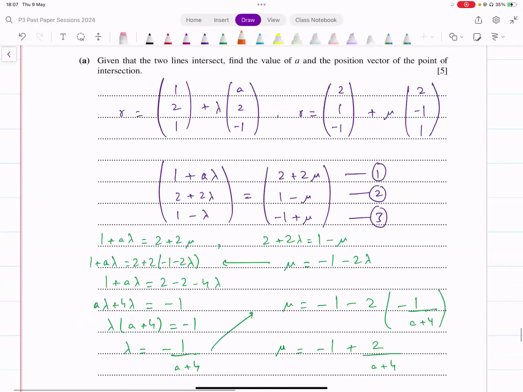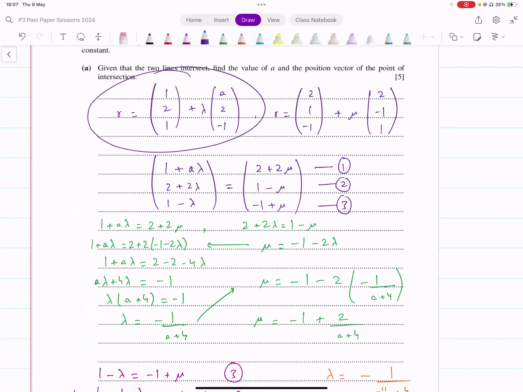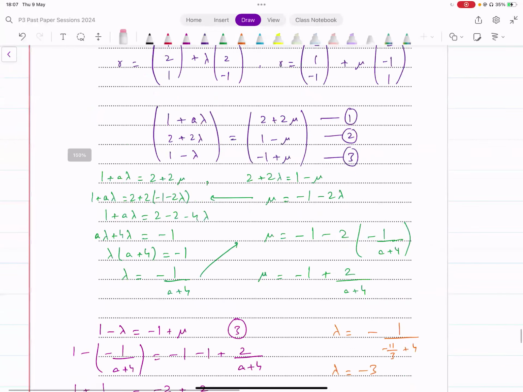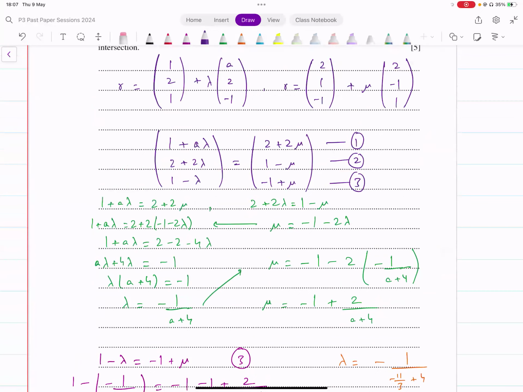Okay. If lambda is -3, we can input that either here or here. It's easier to input in the second equation because that does not have any a in it. So let's do that. For that, we needed actually mu. We don't have mu here. Okay, let's put this in the first one.